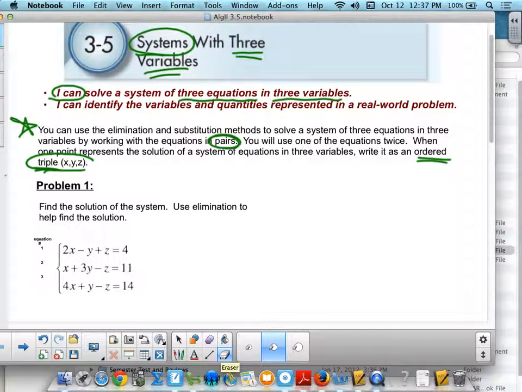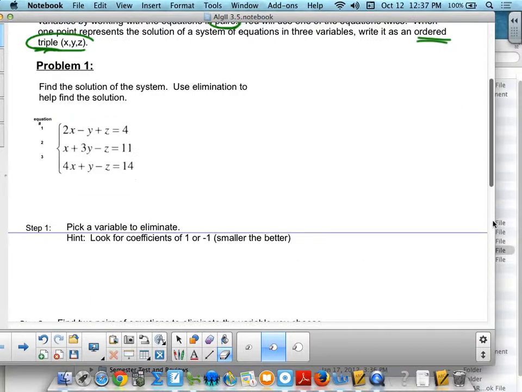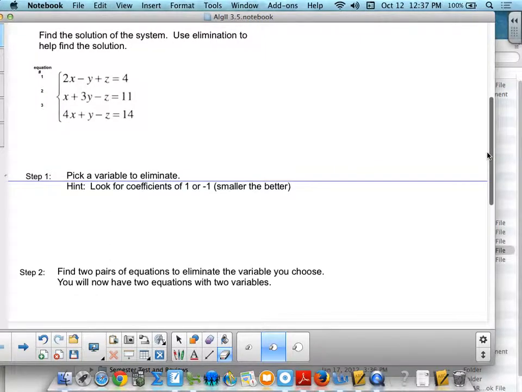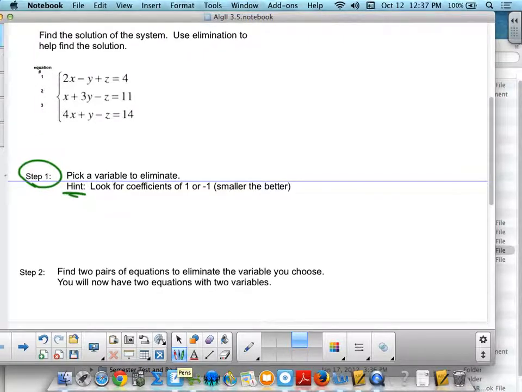All right, so here's what it is. Find the solution of this system. Use the elimination method to help find the solutions. All right? And I'm trying to do this one kind of nice and slow with you, and then the next page will be better. Well, I should say better. It will be you doing it instead of me. All right, so step 1. Step 1 says, pick a variable to eliminate. Hint, look for coefficients of 1 or -1. The smaller the coefficient, the better. Okay? All right, looking at my x terms, I got a 2x, I got a 1x, I got a 4x.